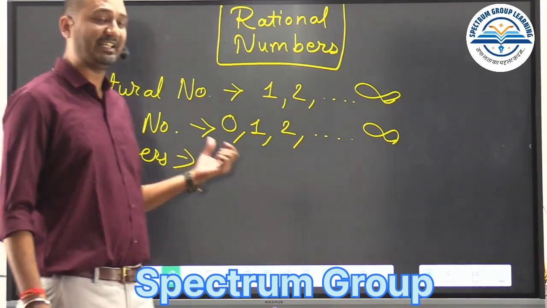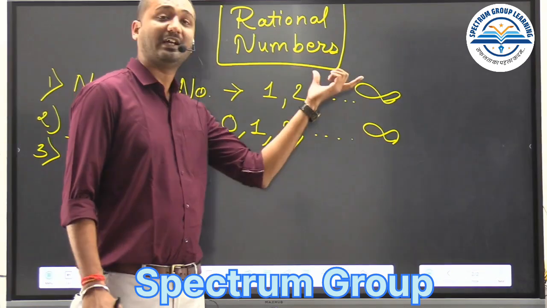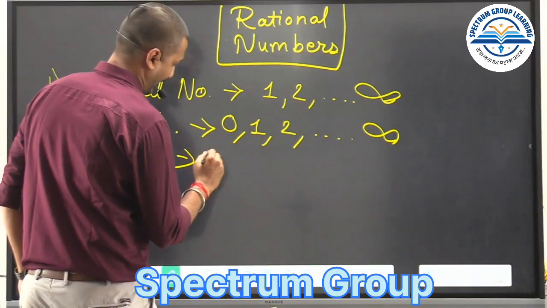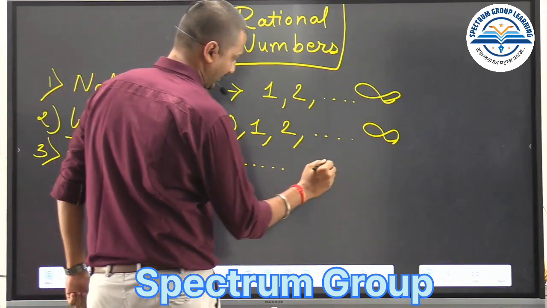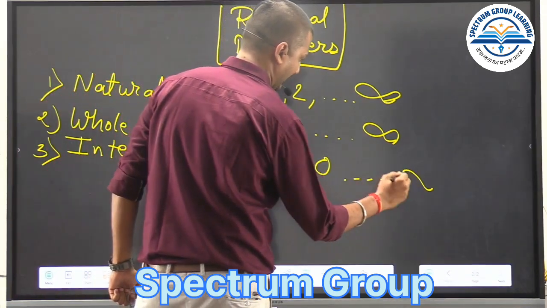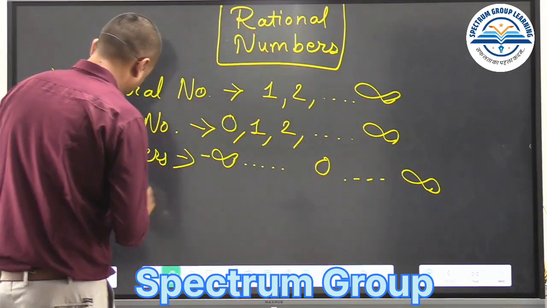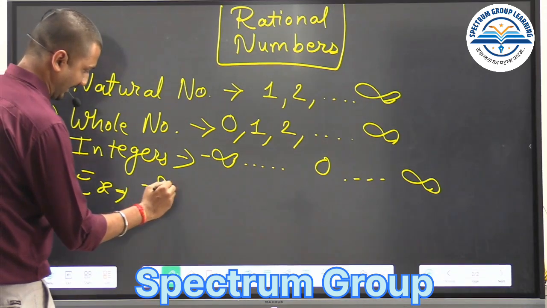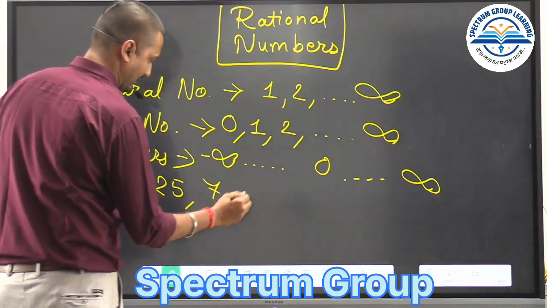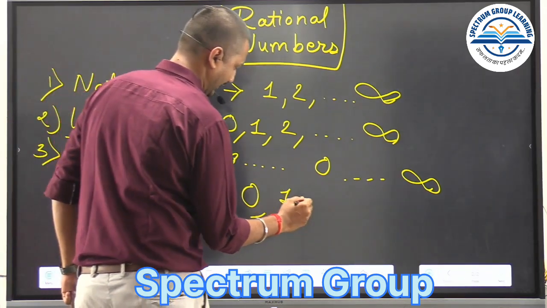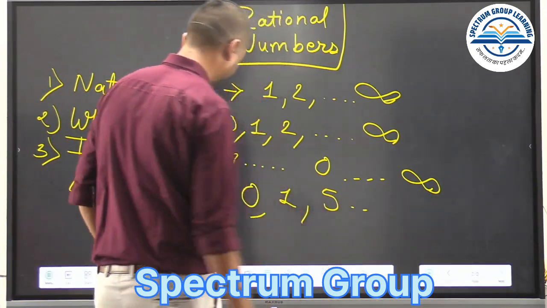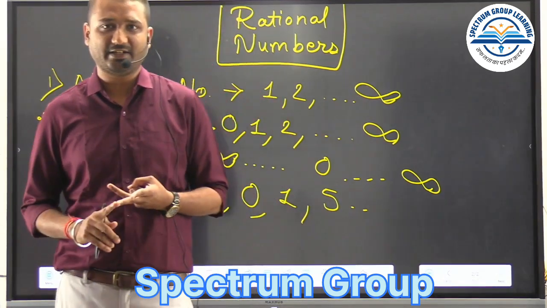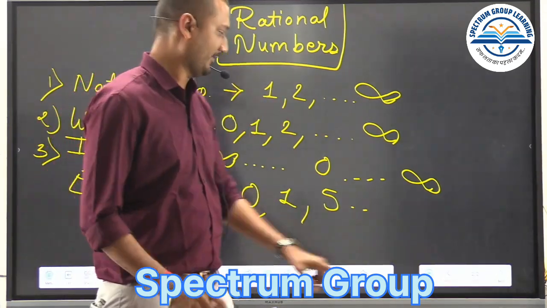Integers are the negative form of natural numbers, including 0 also. That means from minus infinity, 0 to plus infinity. Some examples of integers are minus 25, 7, 0, 1, 5, and so on. Integers are of three types: positive integers, negative integers and neutral.